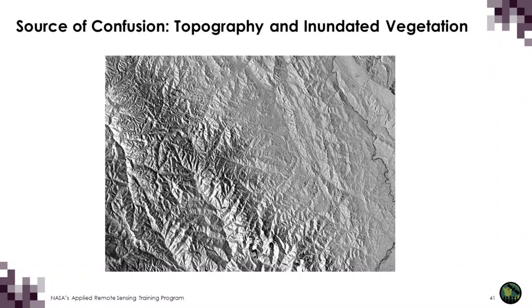And another source of confusion when detecting flooded vegetation are areas of complex topography. So they tend to have high backscatter as well. And so a way to lower or remove this confusion is to use a digital elevation model and then mask out the areas of complex topography by either applying an elevation threshold or applying a slope threshold.